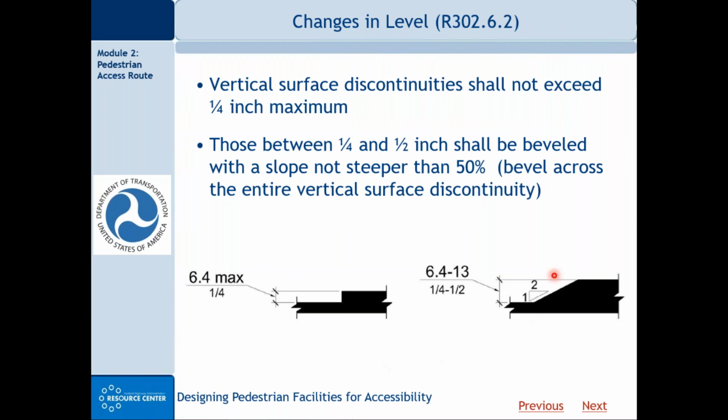So that's shown here on the right, a 2-to-1, 2 horizontal to 1 vertical, or a 50% kind of beveling or ramping. And that can be done by putting in a wedge of concrete here, or maybe by grinding down the higher elevation to create that ramped condition. So in the earlier slide, when I talked about grade breaks and said they must be flush, that basically means they must be less than a 1/4 inch maximum.